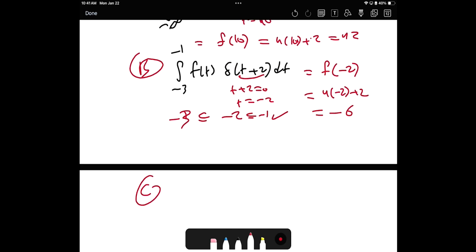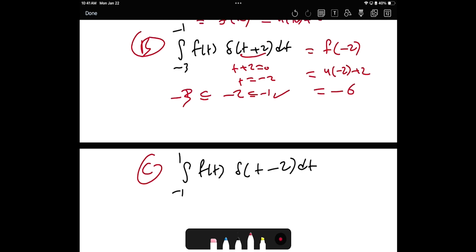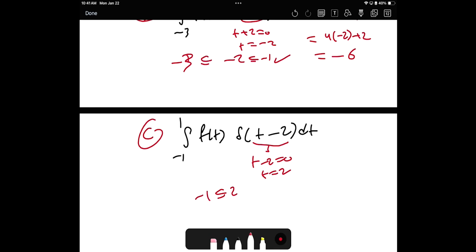Now part C, calculate the integral between negative 1 to 1 of f of t delta t minus 2 dt. So look at inside the delta, t minus 2 equals 0, therefore t equals 2. Now, is 2 between negative 1 to 1? No, therefore the answer will be 0. Okay, every time when we deal with delta, check the integral limits. Is it between the range or not?